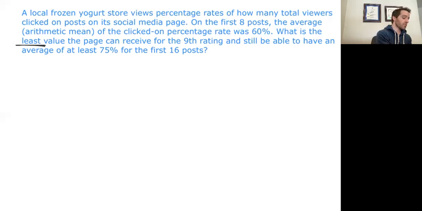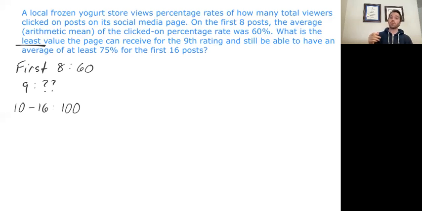So let's have the first 8, we'll have those all be 60, just for simplicity. It's the same as if they average out to 60 if they all are each individually 60, right? For number 9, we don't know what that's going to be. But then for 10 through 16, let's assume that all of those are actually 100%. So now the 9th post is going to need to work as hard as possible. And we'll see, how can it just barely squeak by and still achieve this average of 75%?